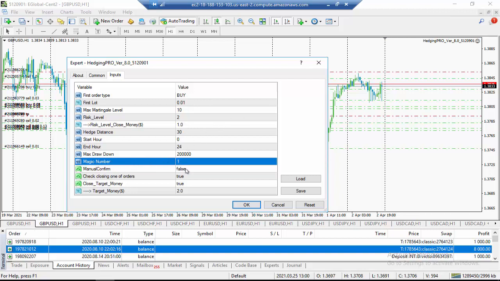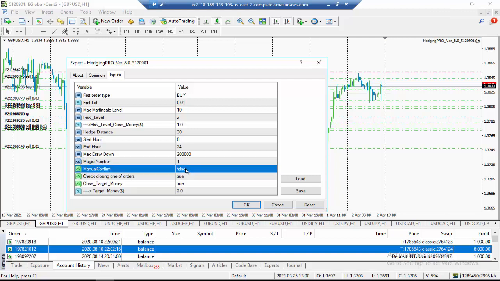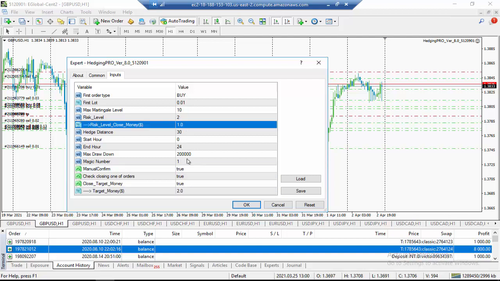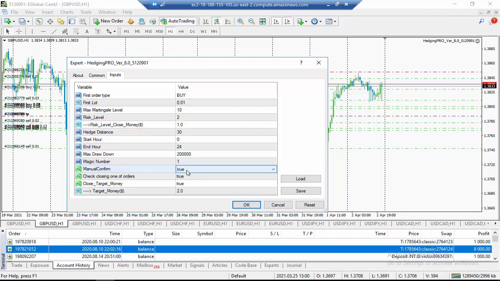Then my manual confirmation is false. When my manual confirmation is false, that shows that I want it to be automated. When the software takes profit, it opens another trade on my behalf. But if I put manual confirmation to true, that means if the software makes the first profit, either $2 or 2 cents, or it makes emergency profit, which is $1, the software has to wait for me to take a decision. But I don't want that because I have enough capital to move the market. So I want to set this one to become false.